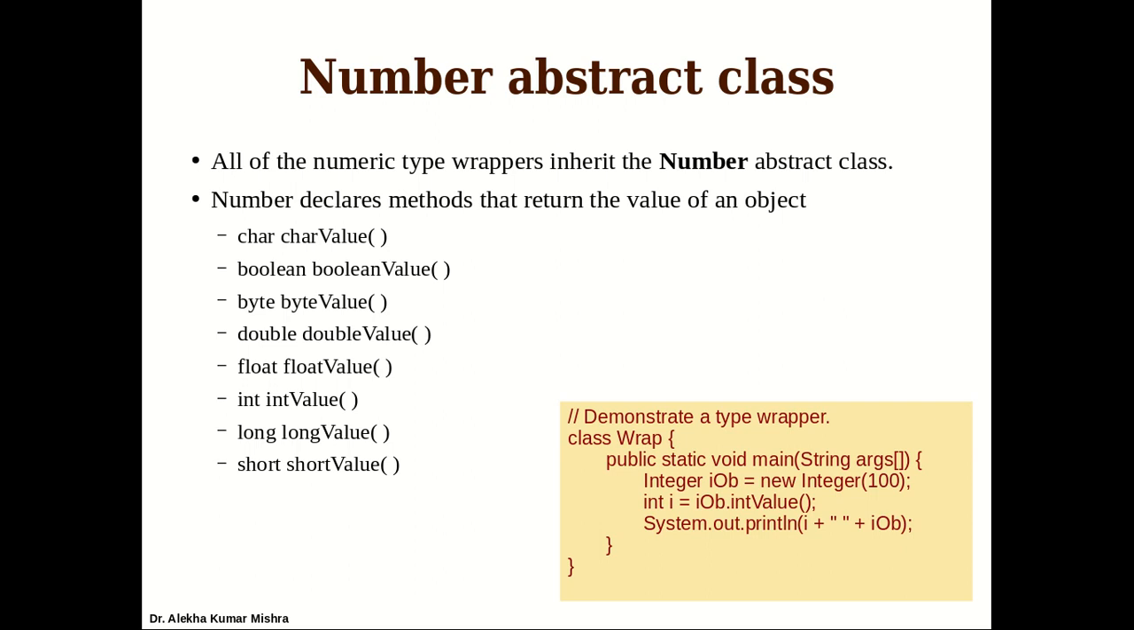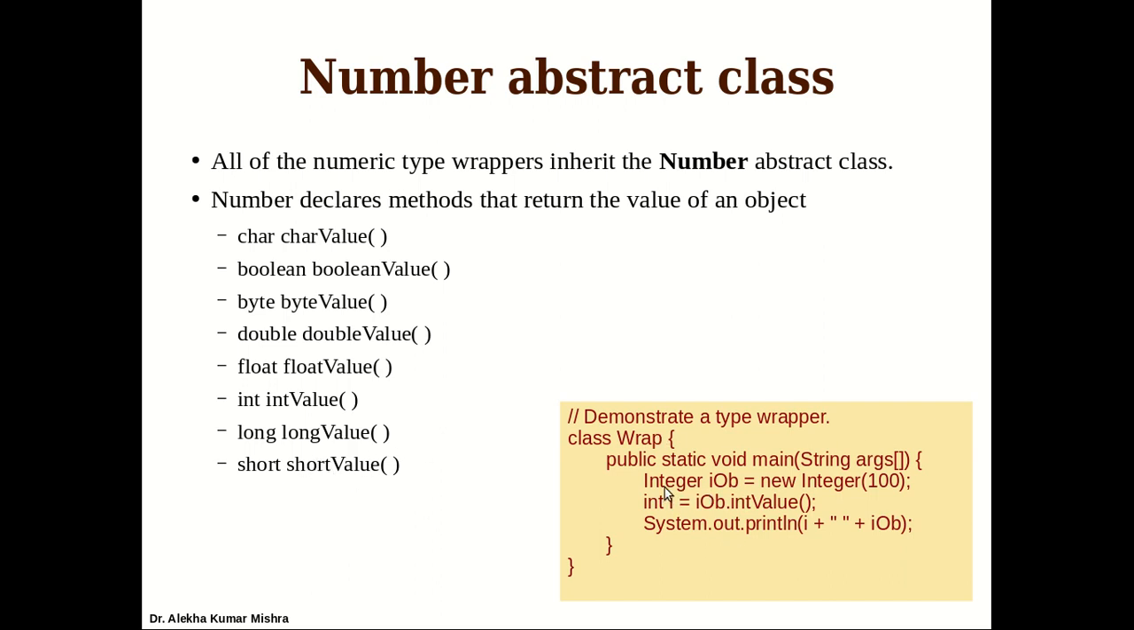So charValue will give the corresponding character value for the Character object, booleanValue for the Boolean object, byteValue for the Byte object, and so on. For all of them, the typeValue combination is the method which will give you the value of the corresponding object. See, here is an example given.